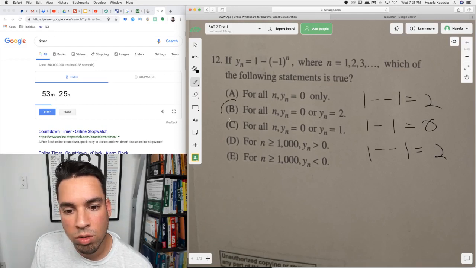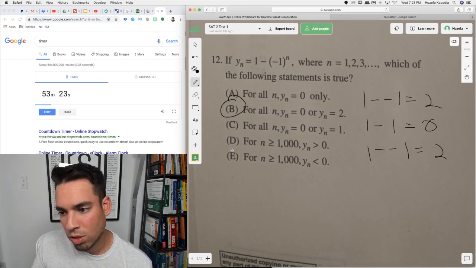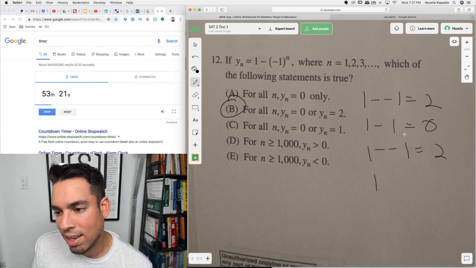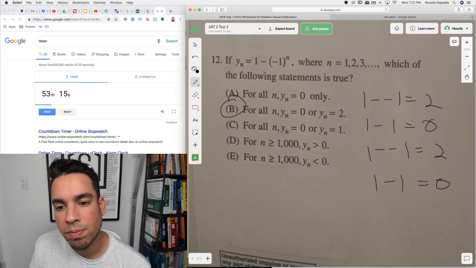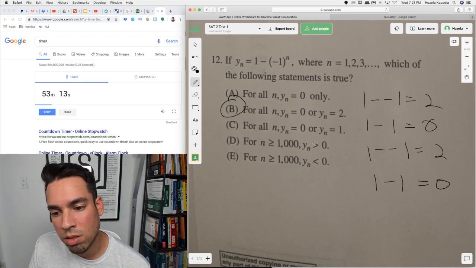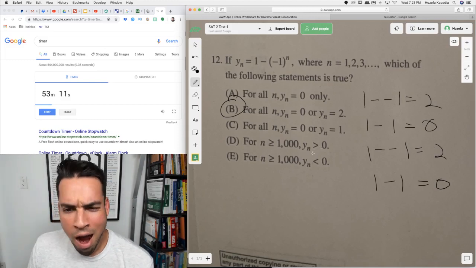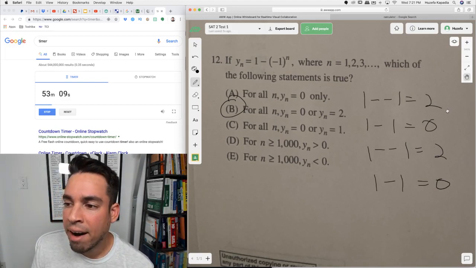For all n, y equals 0 or y equals 2. And we just figured it out, right? Because then again, when n equals 4, it's 1 minus 1 and it's 0. So it's 0 or 2. I don't know what this is. It doesn't make any sense.